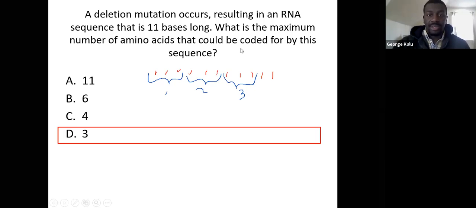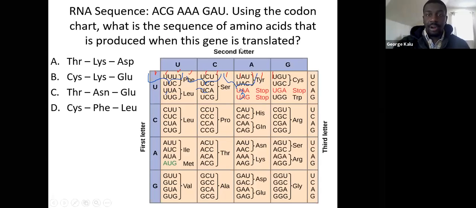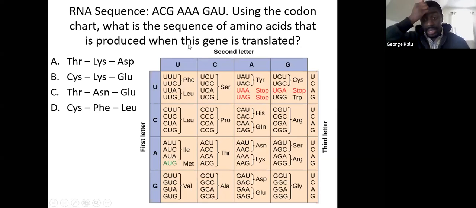All right, so now we have an RNA sequence here, which is ACG, AAA, GAU. Using the codon chart, what is the sequence of amino acids that is produced when this gene is translated? Before we answer this question, there's one thing I want to bring our attention to because I forgot to mention it earlier.